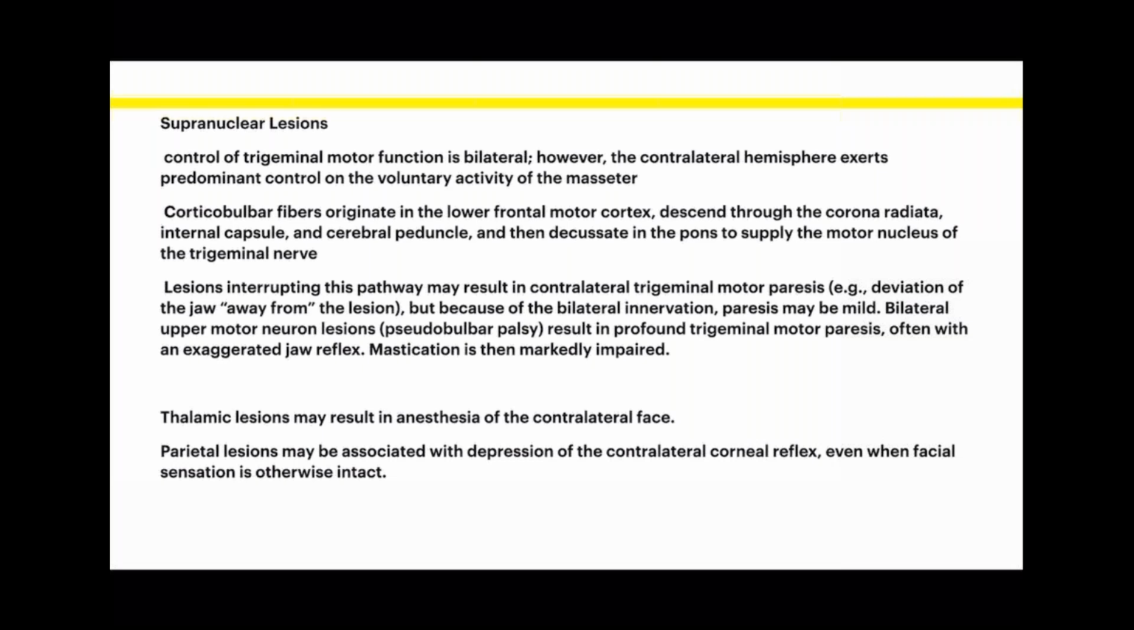But when the lesion is lower motor, in the nucleus, it will be on the same side. I hope I explained this well. So if it is upper motor, the lesion will be opposite to the side of the jaw deviation. If it is lower motor, it will be the same side as the jaw deviation. If the lesion affects the motor area, of course, it will affect the muscles of mastication. If the lesion is in the thalamus, it can cause anesthesia of the face. This is very common; we see it in stroke cases every day.